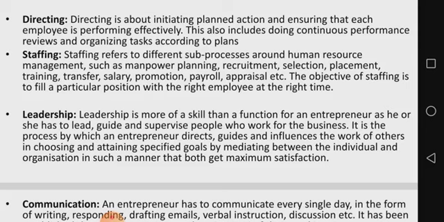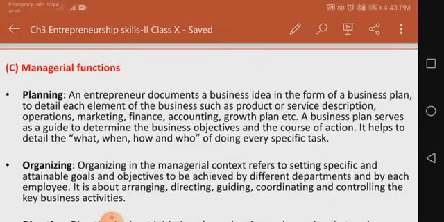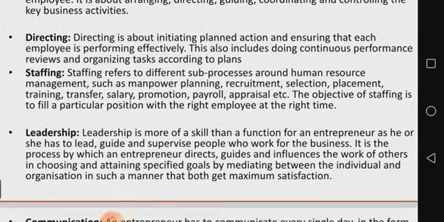Now, if you are an entrepreneur and there are people who are working for you, it is your responsibility to look after your employees, to check their progress, and to motivate them if they require the motivation.